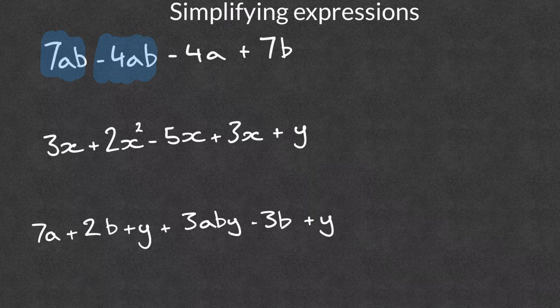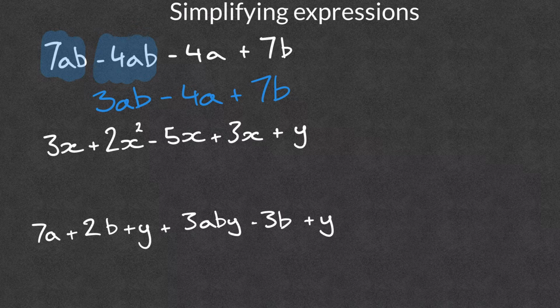And all I'm left with is negative 4a and positive 7b. So there's nothing I can really do there. They don't have any common pronumeral factors. So I can only join these like terms here. So we've got 7ab, take 4ab, which is equal to 3ab, and then I just add the rest on. 4a plus 7b.